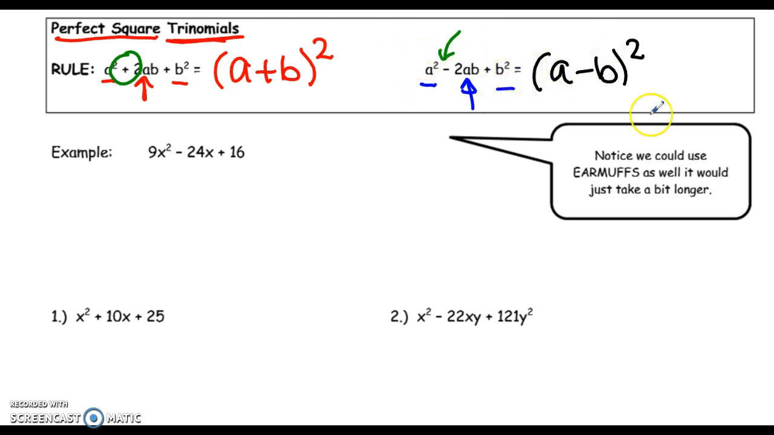So if you're confused by this at all, know that you will be able to use earmuffs on this problem. It might just take you a little bit longer.